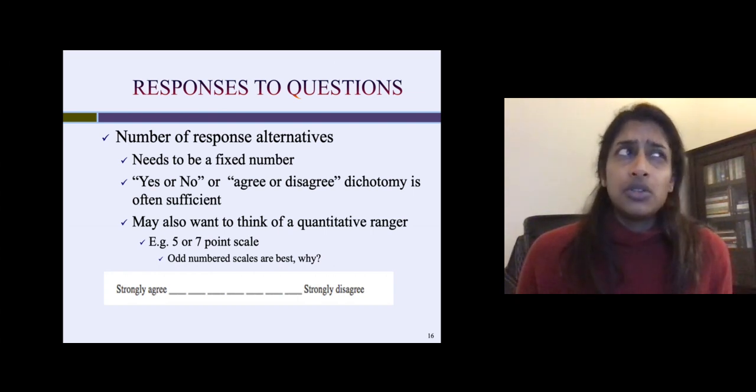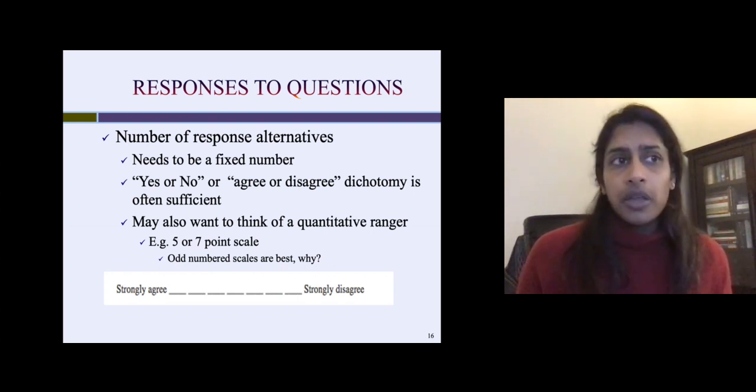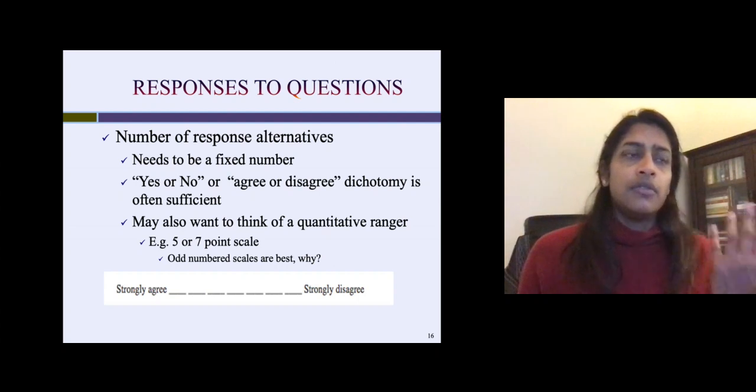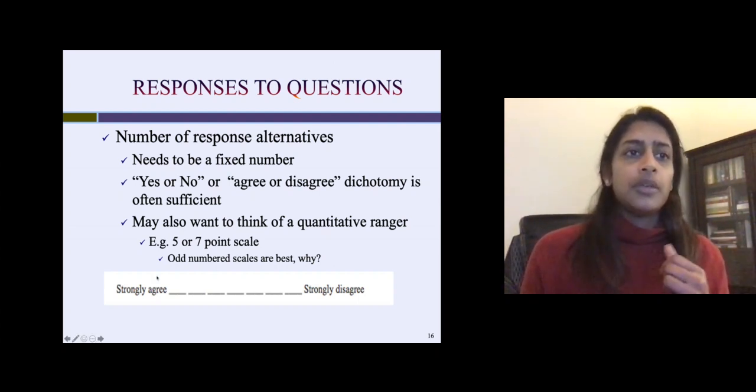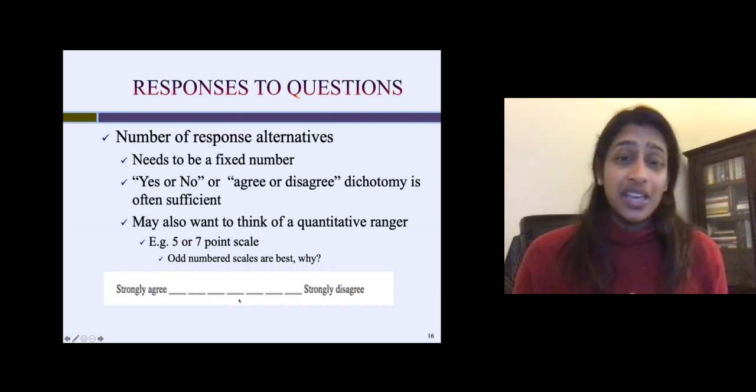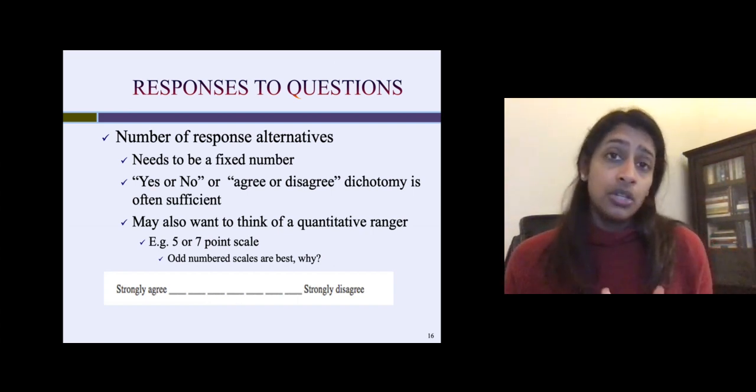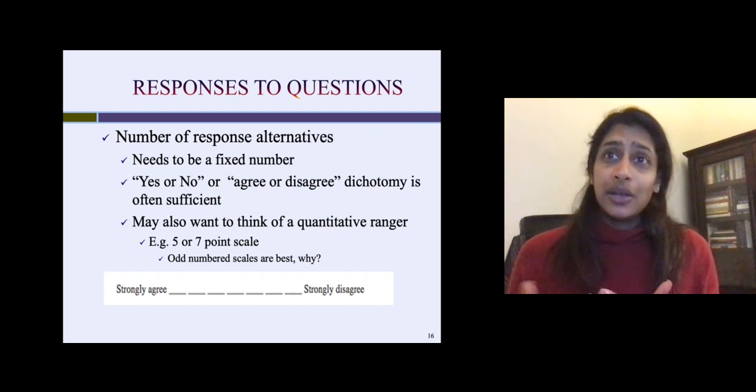If it's individuals who are very comfortable and have taken a lot of these surveys, they might be able to impute for themselves what these mean. For others, it might not be the case. So in that population, you might want to give every single label.